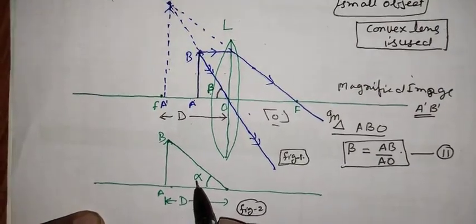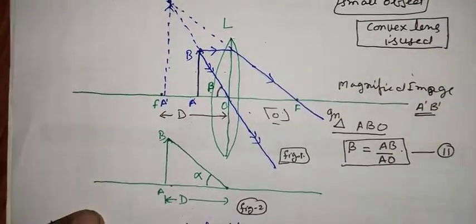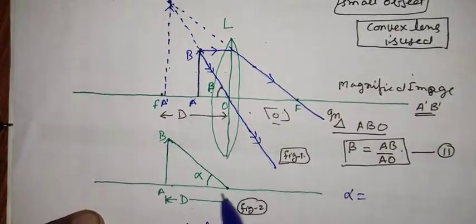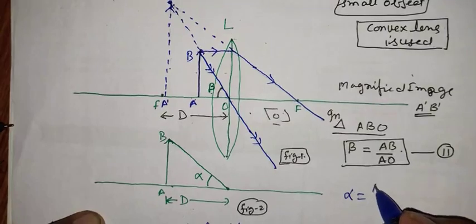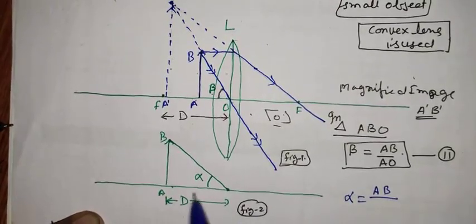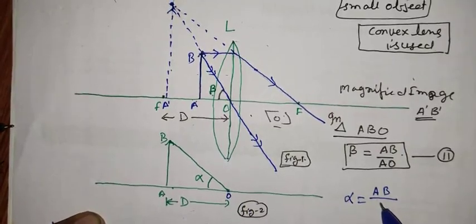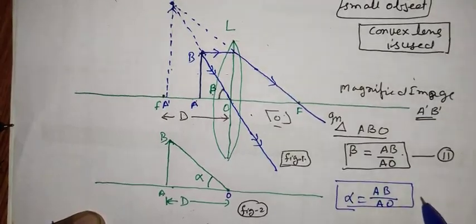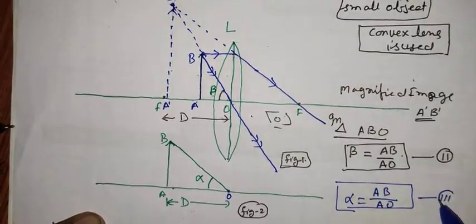When we obtain beta alpha, here alpha is equal to, in this triangle, let this point be O, AB by AO. Consider this as equation number 3.